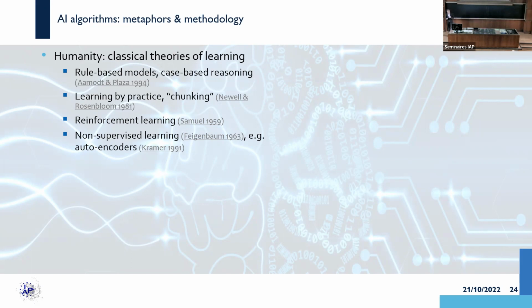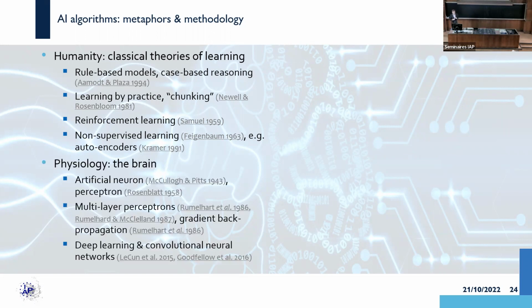And this is where you find things such as rule-based models, deterministic ones, case-based reasoning, learning by practice or chunking. There you find also reinforcement learning, which gives you a reward or a penalty depending on the outcome. And this is when you close the loop and train again. You find also there non-supervised learning, for instance, autoencoders.